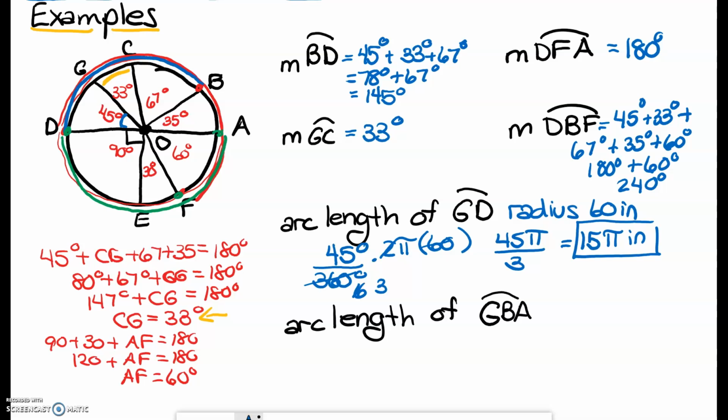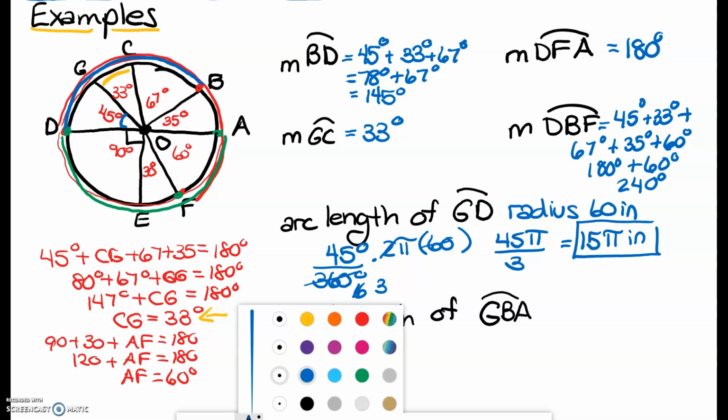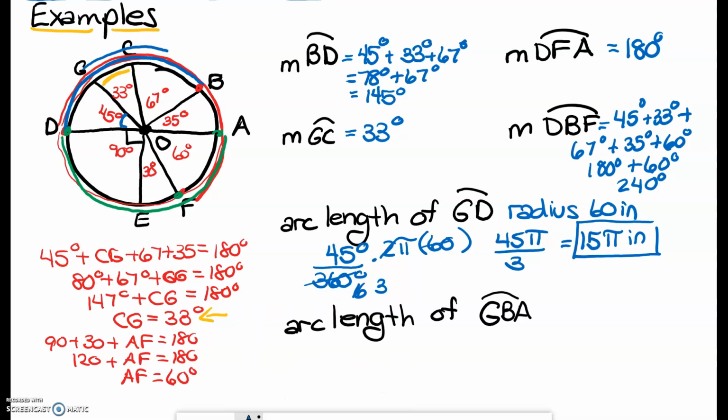How about GBA, the arc length of GBA? Well, GBA starts here, and I have to go in the correct order, and I can't switch directions all the way over there. So what is the measure of that arc? Well, it's 33 degrees plus 67 degrees plus 35 degrees. We're going to divide that by 360 degrees, and multiply that by 2 pi, and your radius is 60.